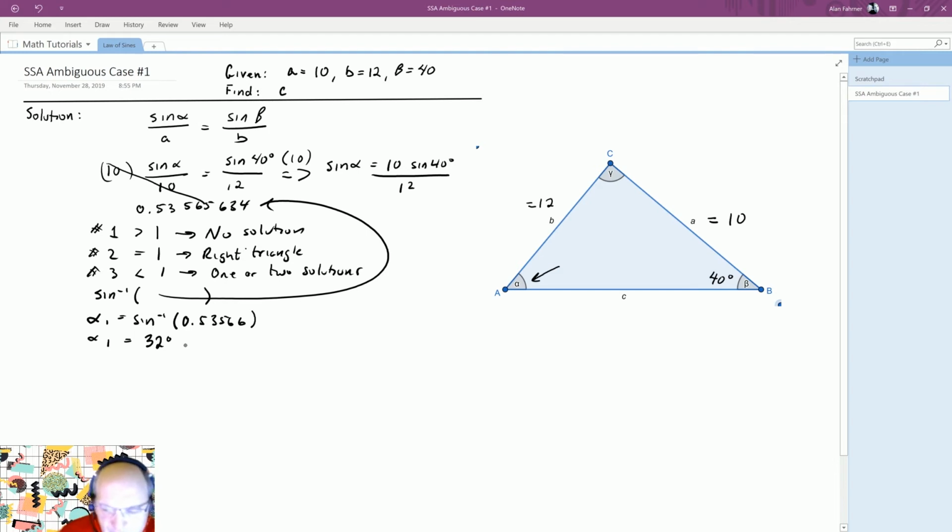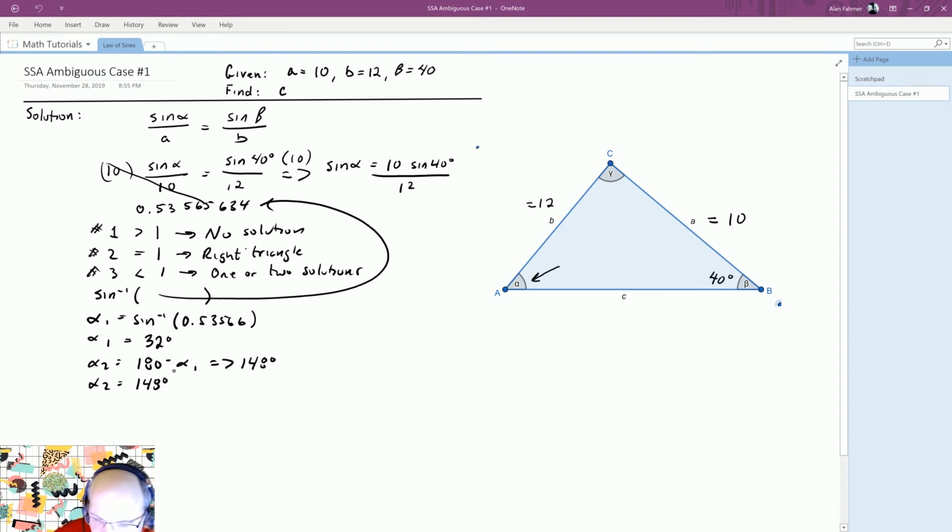Well, what do we do from there? Well, we take 180 degrees. We're going to figure out alpha 2 equals 180 degrees minus alpha 1, which, if you do the math in your head, is 148 degrees. So alpha 2 equals 148 degrees. Don't have to worry about precision at this point to understand how the problem goes.